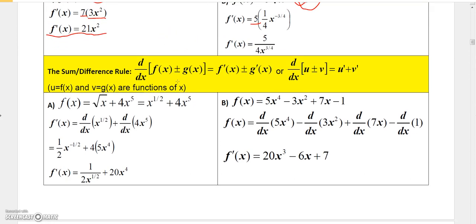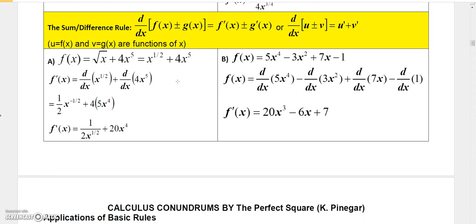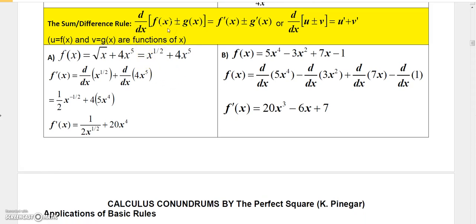Now the next rules are the sum and difference rule. It's really 2 rules, but it's written using one formula here. So if you want the derivative of f of x plus g of x, that's simply the derivative of f of x plus the derivative of g of x. And if you want the derivative of f of x minus g of x, that's the derivative of f of x minus the derivative of g of x. Now you can also use u and v here for the shorthand notation, where we just assume u is f of x and v is g of x.